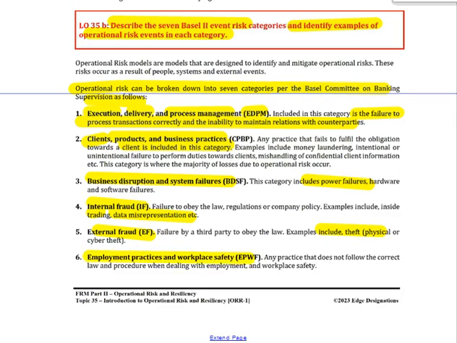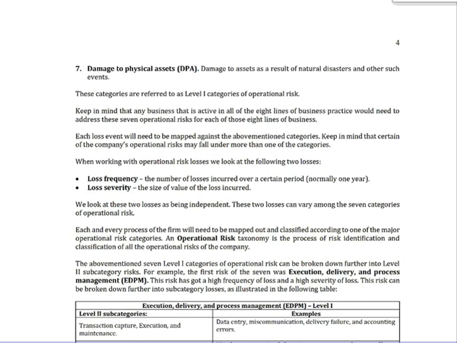Employment practices and workplace safety. Any practice that does not follow the correct law and procedure when dealing with employment and workplace safety. And number 7 is damage to physical assets. Okay, that's number 7.